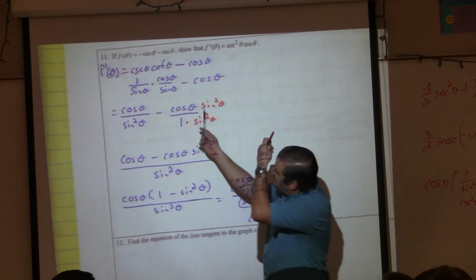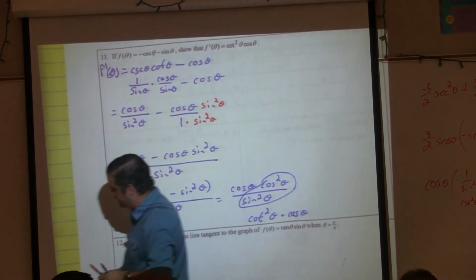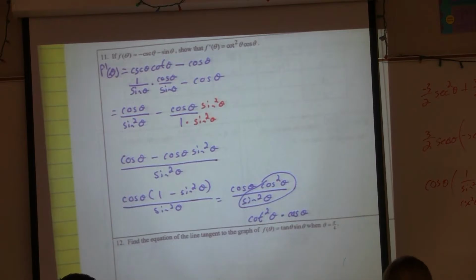Yeah. You could have taken out a cosine here, and then that would have given you cosine theta times 1 over sine squared, which is secant squared theta, right? Minus what? Minus 1, which is also an identity, which is equal to cotangent squared theta. You could have stopped right there. Yeah? So remember that we have sine squared theta plus cosine squared theta is equal to 1.